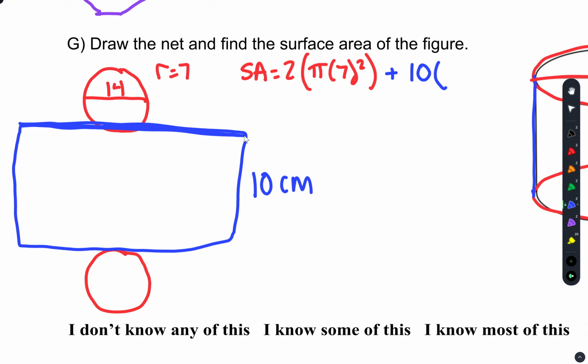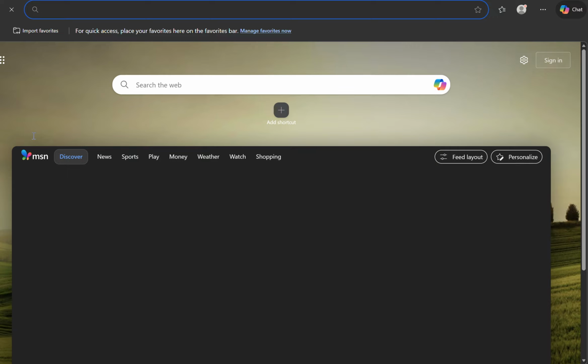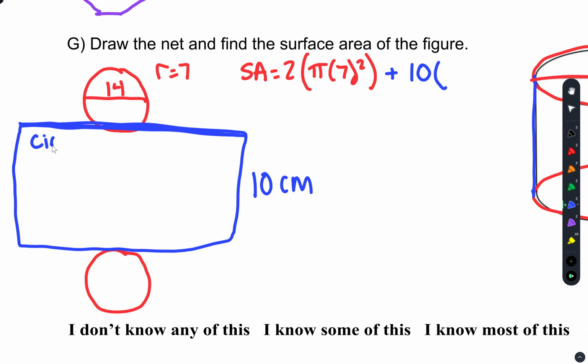Allegra? It is the circumference of the circle. We know that it's got to wrap around the entire circle. So this base is going to be the same as the circumference of that circle. Circumference is 2 pi r, or we could just call it pi times diameter. So this is 14 pi as the width of that rectangle. So 10 times 14 pi.